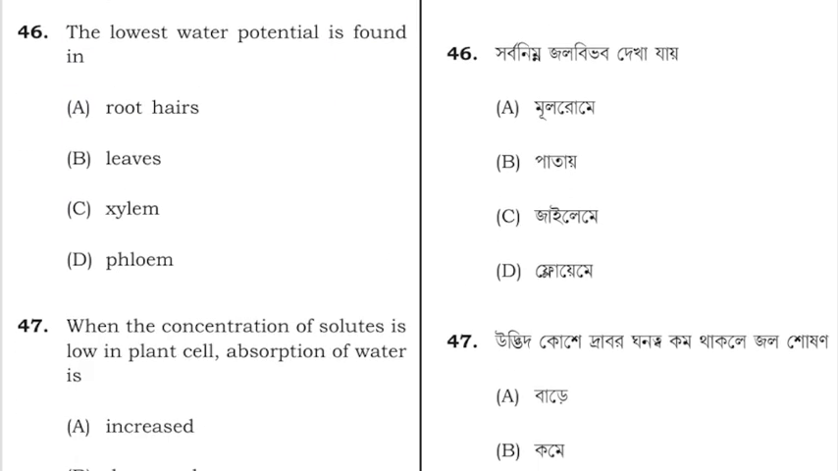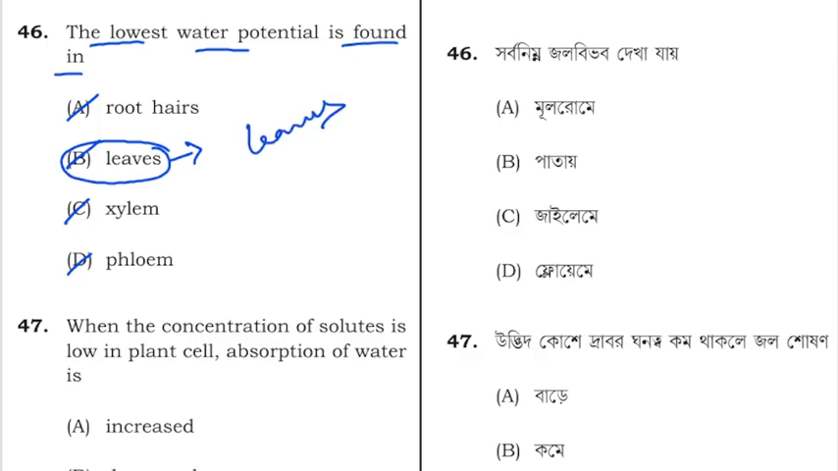Next is, the lowest water potential is found in which of the following? Option A root hairs, B is leaves, C is xylem, D is phloem. So the lowest water potential is found in leaves.